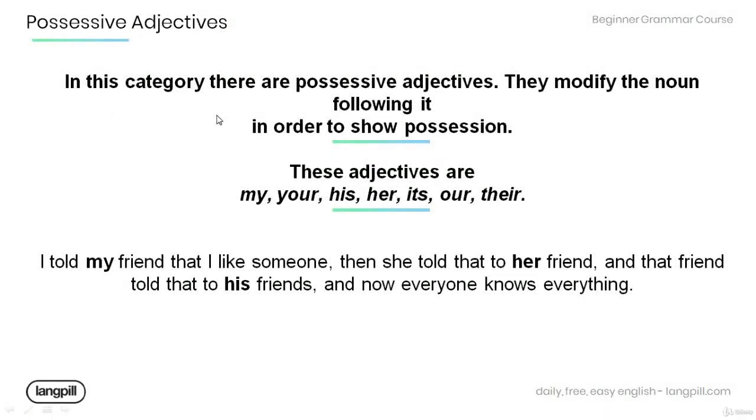Now, in this category, there are possessive adjectives, and they modify the noun following them in order to show possession. These adjectives are my, your, his, her, its, our, and their. Have a look at the example below.